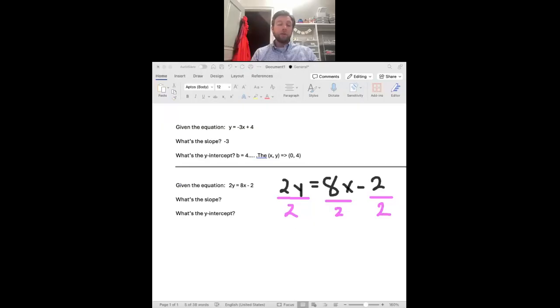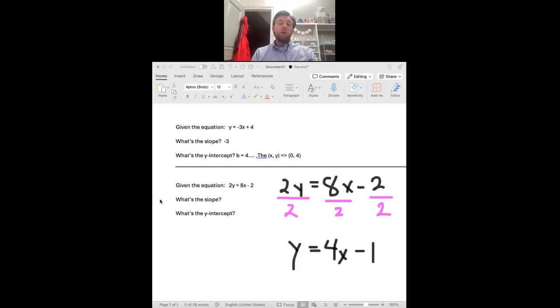And so then it gives me what? The 2y over 2 cancels down to a y. 8x over 2 is 4x. And then minus 2 over 2 is a 1. Now my y is by itself. That's what I need.